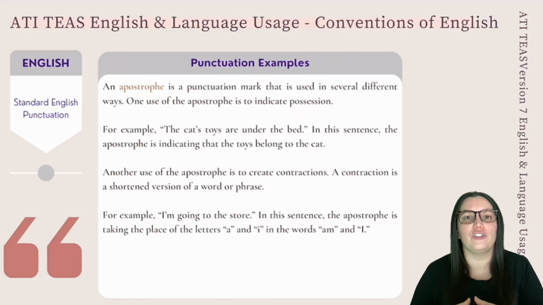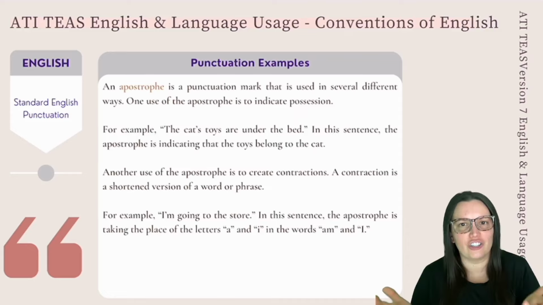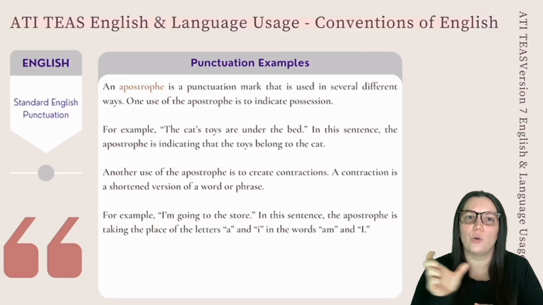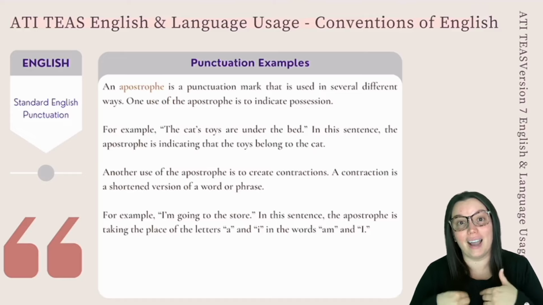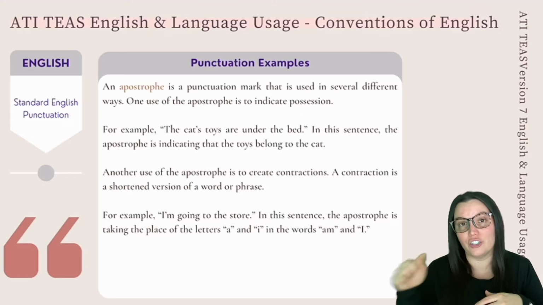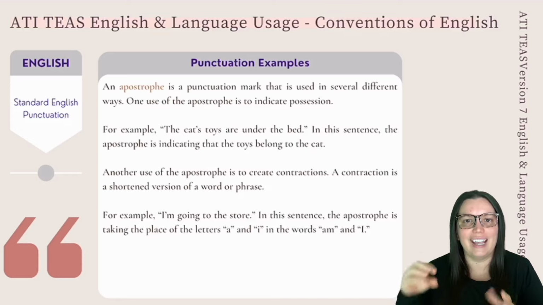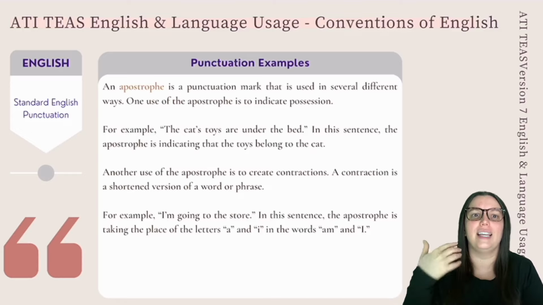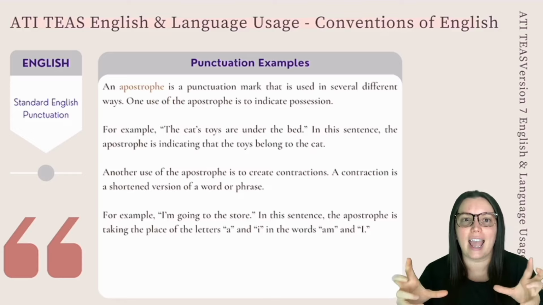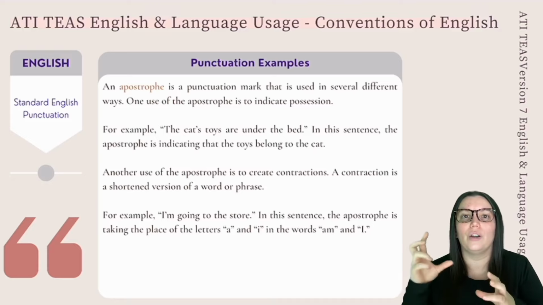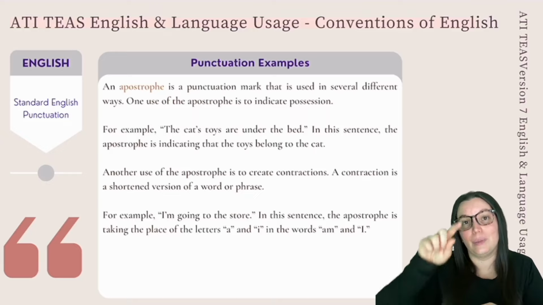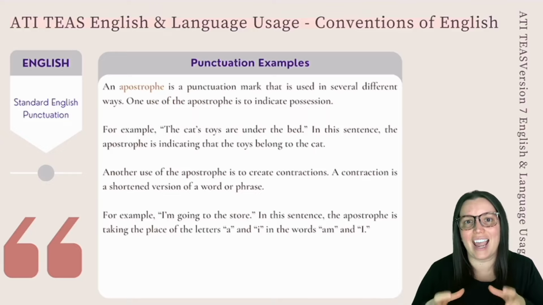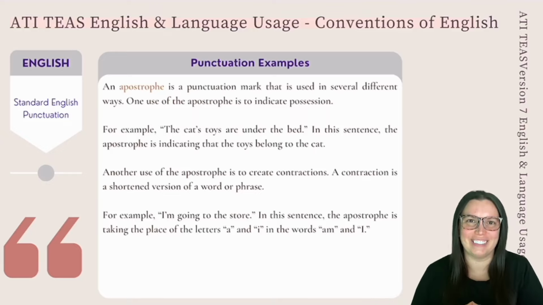Another use of the apostrophe is to create contractions. A contraction is a shortened version of a word or a phrase. So for example, "I'm going to the store." In this sentence, the apostrophe is taking the place of the letter A and connecting the words I am. So I am becomes I'm, the apostrophe replaces the A, and that becomes a contraction.